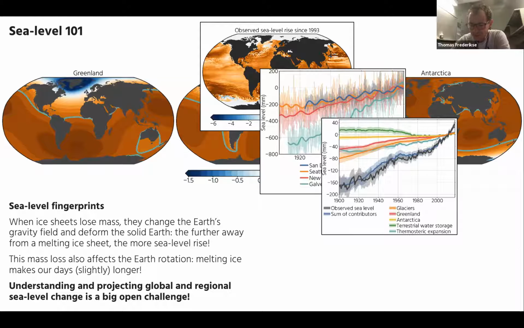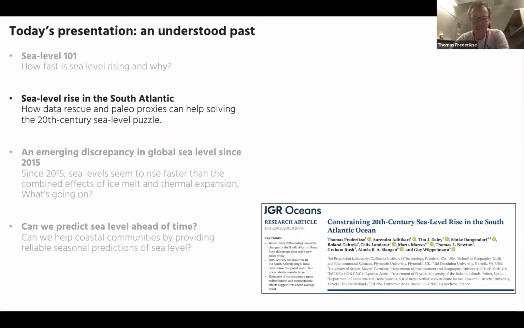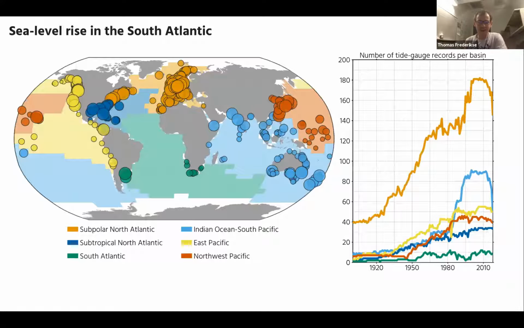So with this quick introduction to sea level, let's now move to more of the new stuff. And first we start with sea level changes in the South Atlantic. This is something I've done with a group of people over the last 2 years, where we looked into sea level in the South Atlantic and saw what the observations tell us about what happens here. So the question is, why are we interested in the South Atlantic per se? And that is something you hopefully can see from this figure.